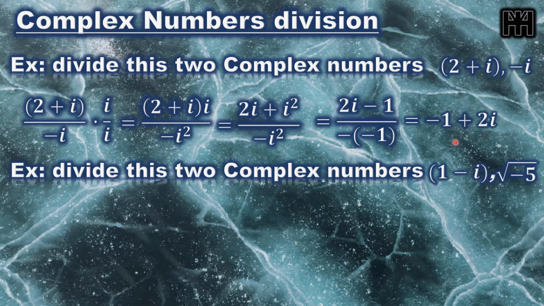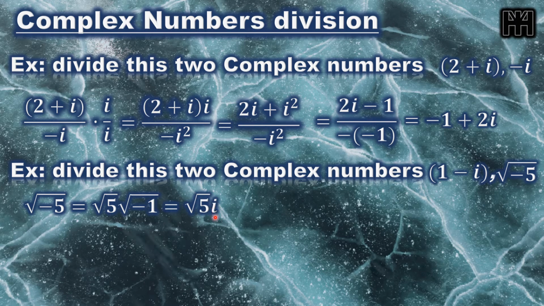Okay, example: divide these two complex numbers, 1 minus 2i and square root of negative 5. You will say square root of negative 5 is not a complex number. I tell you no. Take a closer look. Square root of negative 5 is equal to square root of 5 multiplied by square root of negative 1. And the square root of negative 1 is i. So this is a complex number, root 5 i. Okay, we have 1 minus 2i over root 5 i.